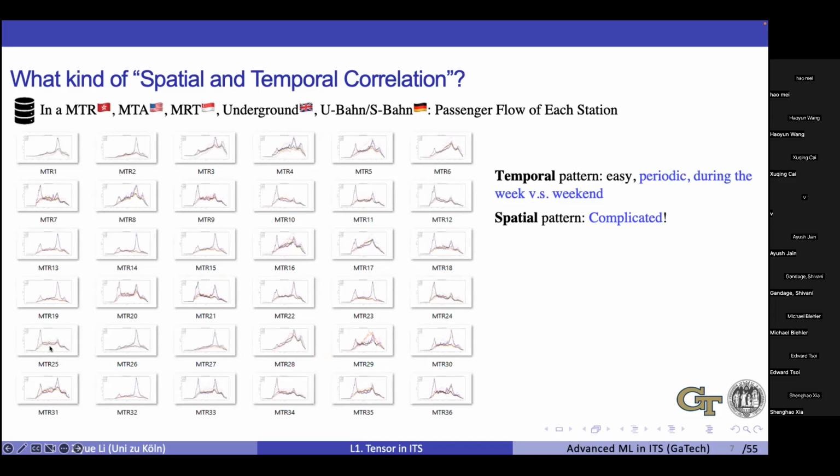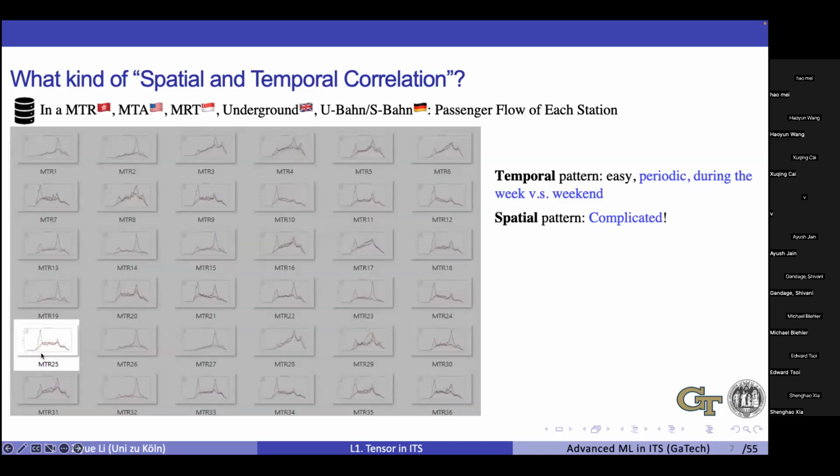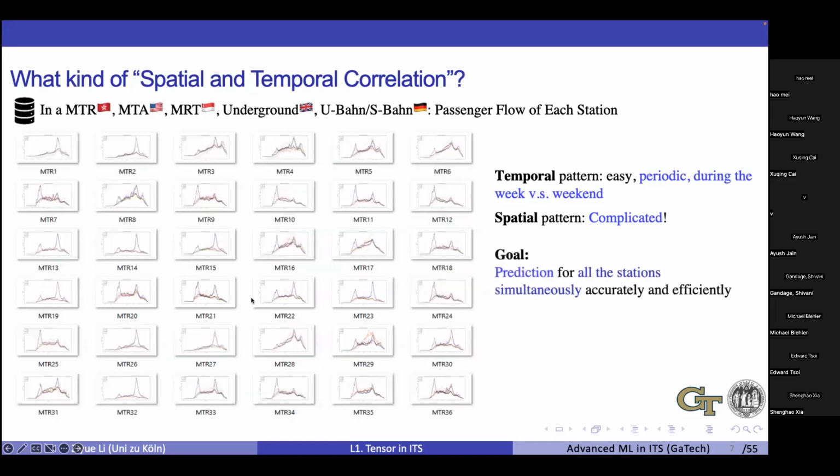We can say that some stations have a morning peak. Some stations have an afternoon or evening peak around 6 p.m. And some stations have a dual peak, a double peak in the morning and in the afternoon. So why is that? I will keep this as a question and answer it later. Overall, we can see that the spatial patterns are quite complicated. And our goal is to predict all the stations simultaneously, and hopefully very accurately and very efficiently.